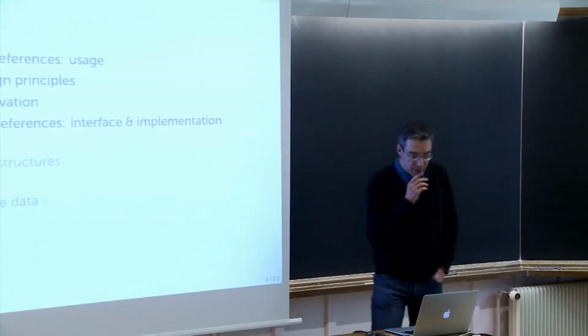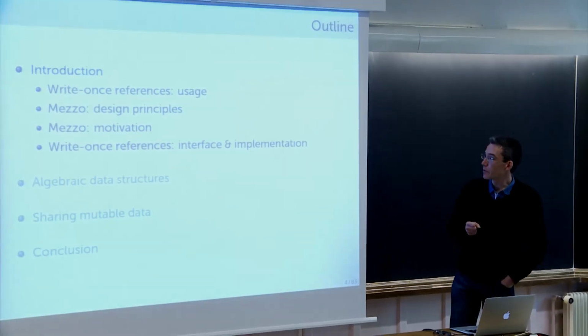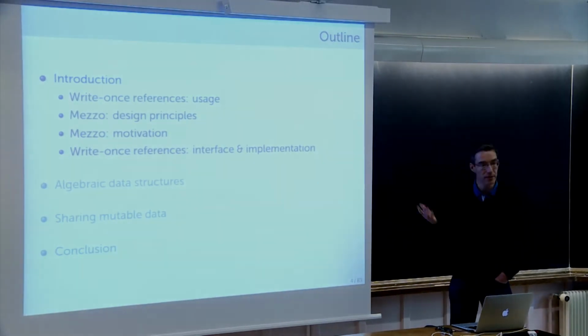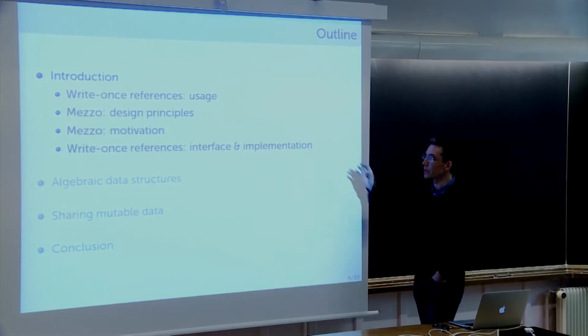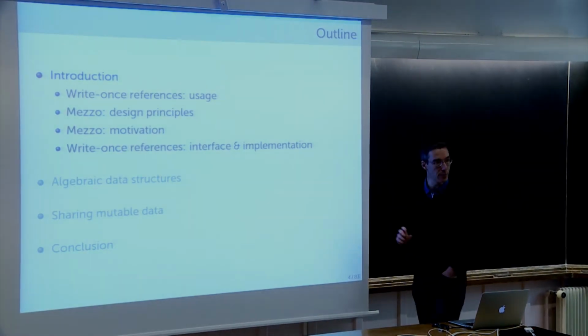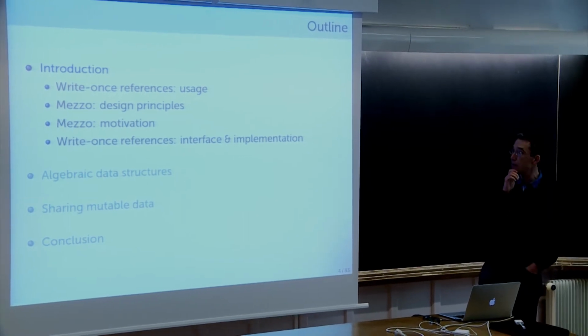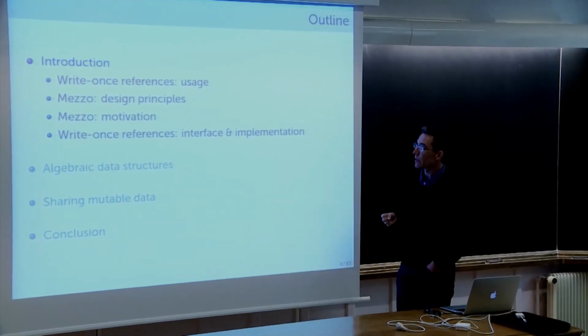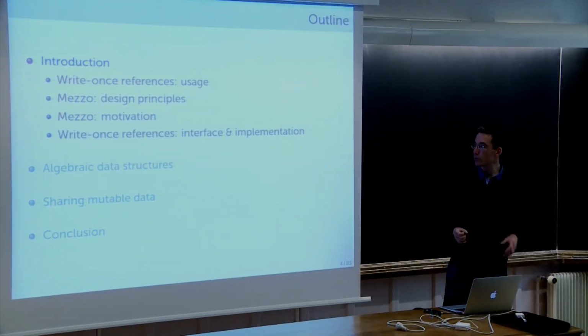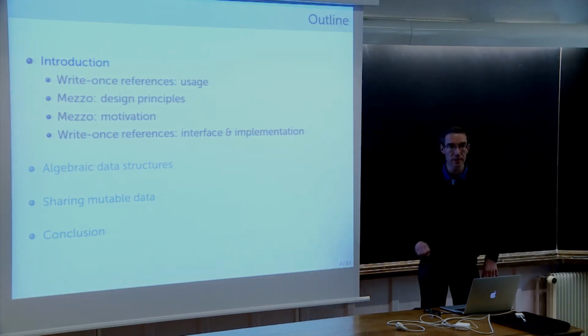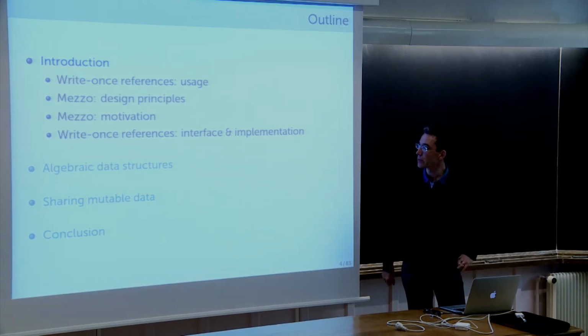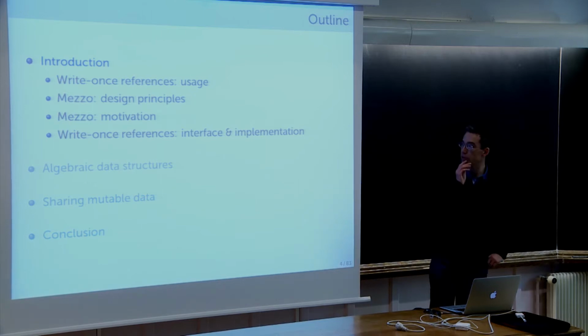So today I'll begin with an example. Before trying to say anything general about our goals, I will begin with a simple example involving write-once references. I will use this to show what we can do and cannot do in Mezzo, what the type checker is able to express, and then I will go back to general design principles and motivation.